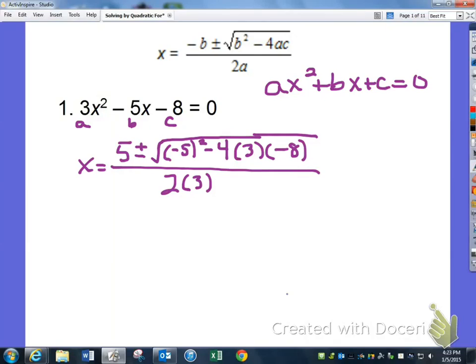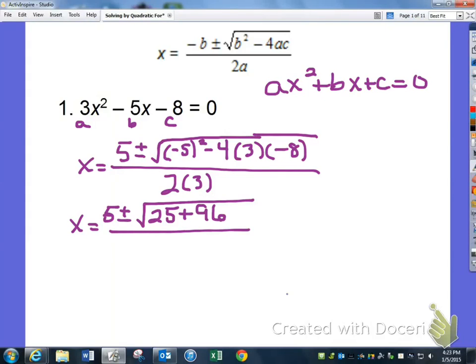Okay, we're just going to start simplifying this. And the first thing we're going to do is try to simplify within the radical. So you would have that x equals 5 plus or minus the square root of -5 squared is 25. A -5 times a -5 is a +25. And then I have a -4 times 3 times -8. I have two negatives, so when I multiply two negatives, I end up with a positive. And 4 times 3 is 12, times 8 is 96. And then over 2 times 3 is 6.